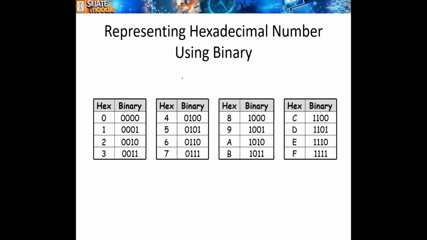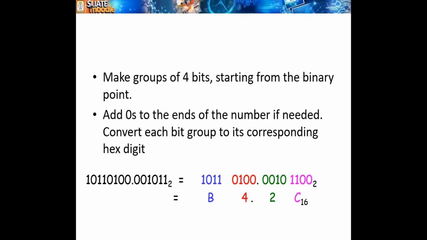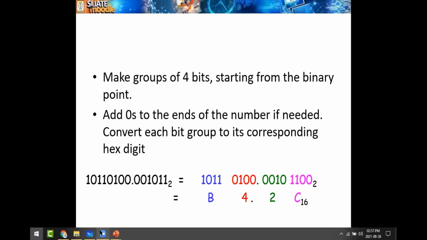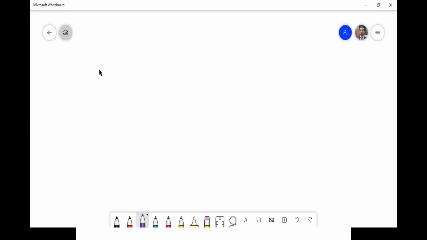Now representing hexadecimal numbers using binary. This is also very simple, similar to octal to binary, binary to octal. So with this we can wind up. Let me explain this. So now you see binary, octal, hexadecimal.